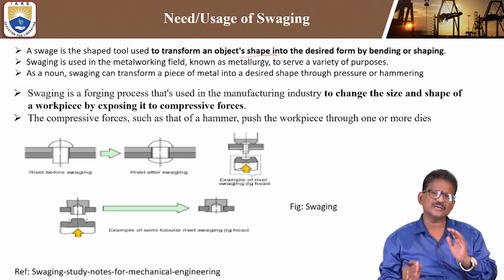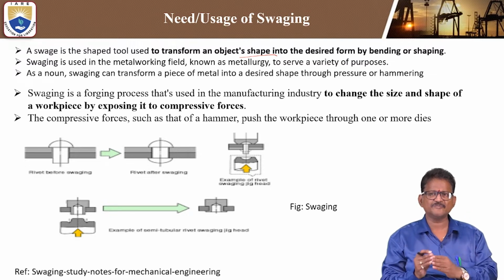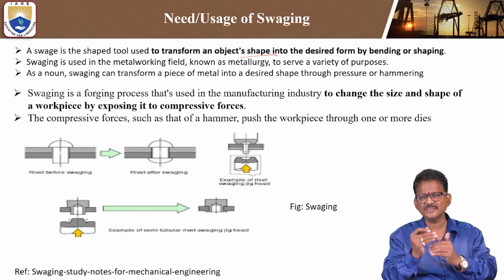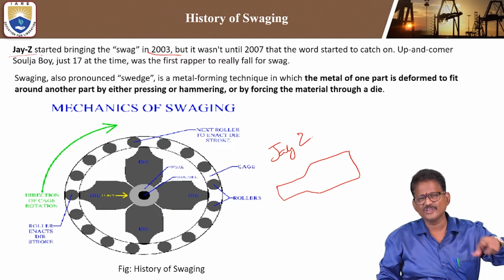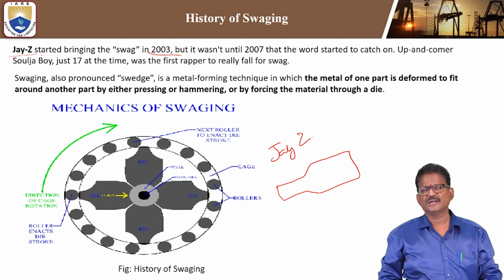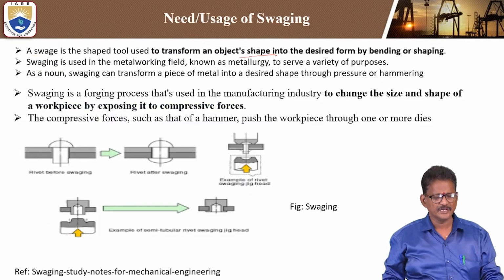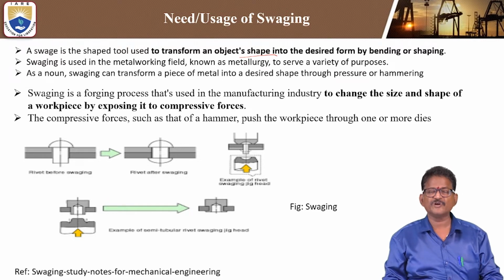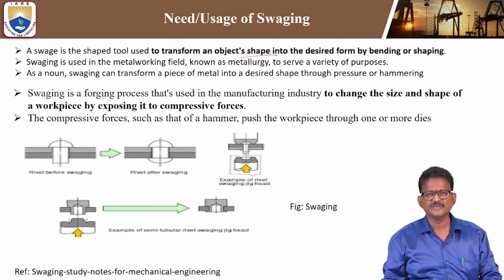Most probably here the compressive force has been widely used, so that the hammer pushed the workpiece into one or more dies. It can process with one or more dies. That is why a series of rollers will be kept in the cage, and whatever shape is required can be easily obtained by this process. And this is a simple example of how we are able to change the size with the application of some pressure, with compressive forces also.